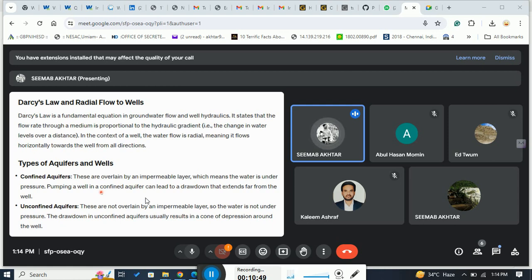These are overlain by an impermeable layer, which means that the water is under pressure. Pumping a well in a confined aquifer can lead to drawdown that extends far from the well. Unconfined aquifers are not overlain by an impermeable layer, so the water is not under pressure. The drawdown in the unconfined aquifer usually results in a cone of depression around the well.